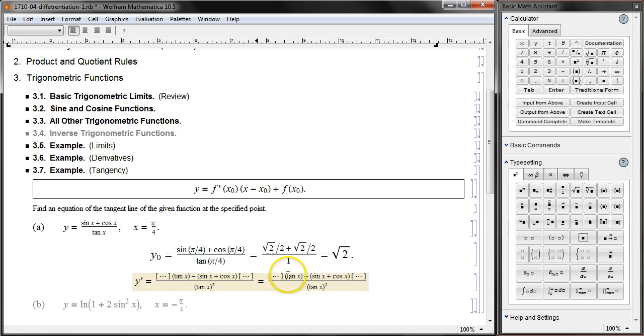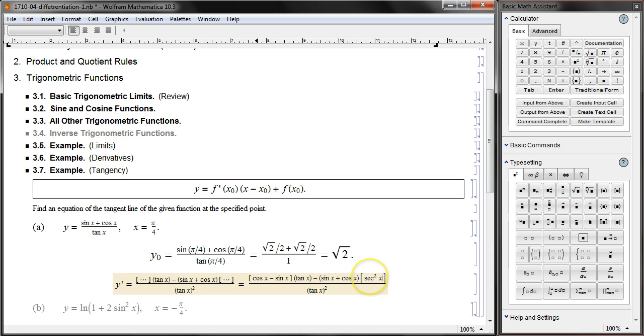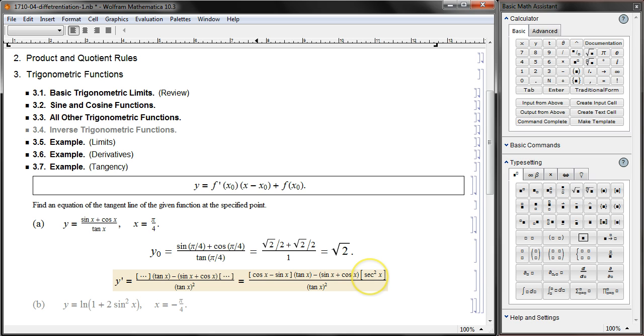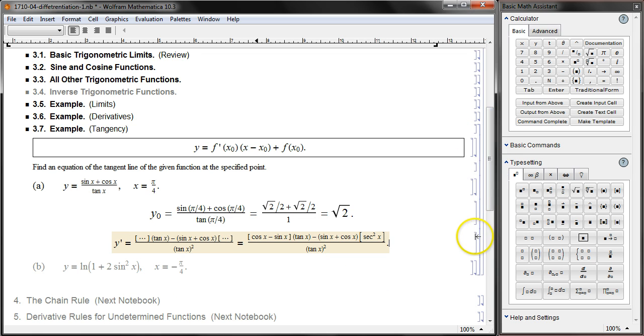U prime, what's the derivative of the numerator? Derivative of sine is cosine, and derivative of cosine is sine. And then the derivative of tangent is secant squared. So that's the derivative computation. Okay, alright. Now let's find out the slope.